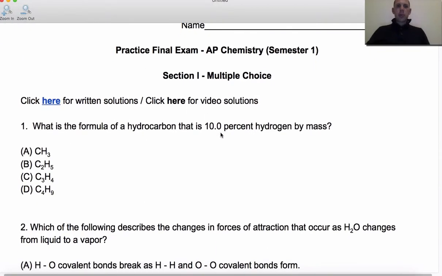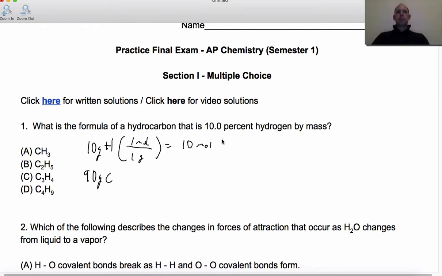Okay, so for problem number one, 10% hydrogen means you have 10 grams of hydrogen, and it's a hydrocarbon, so the rest is 90 grams of carbon. So the first thing you're going to do is convert this to moles. So 1 gram of hydrogen per every 1 mole. That's going to be 10 moles of hydrogen. The next thing you're going to do is convert that to moles of carbon. So 12 grams per every 1 mole of carbon.